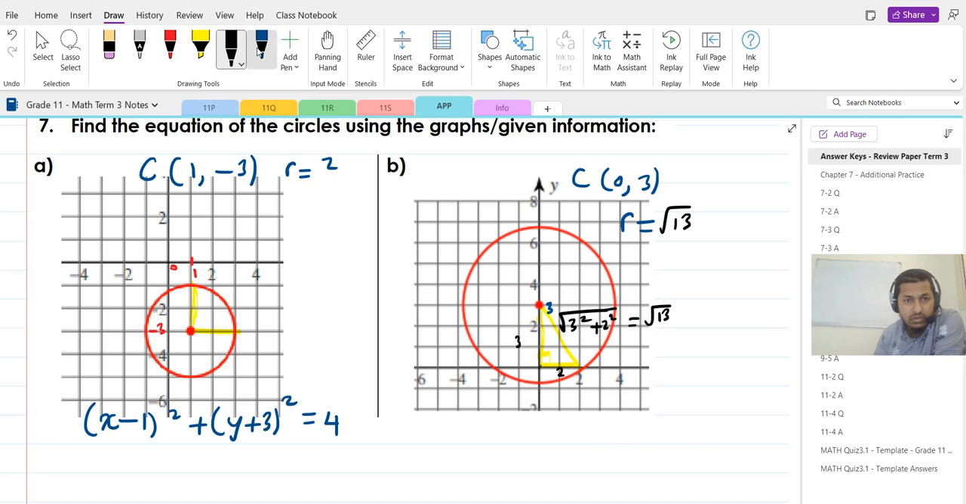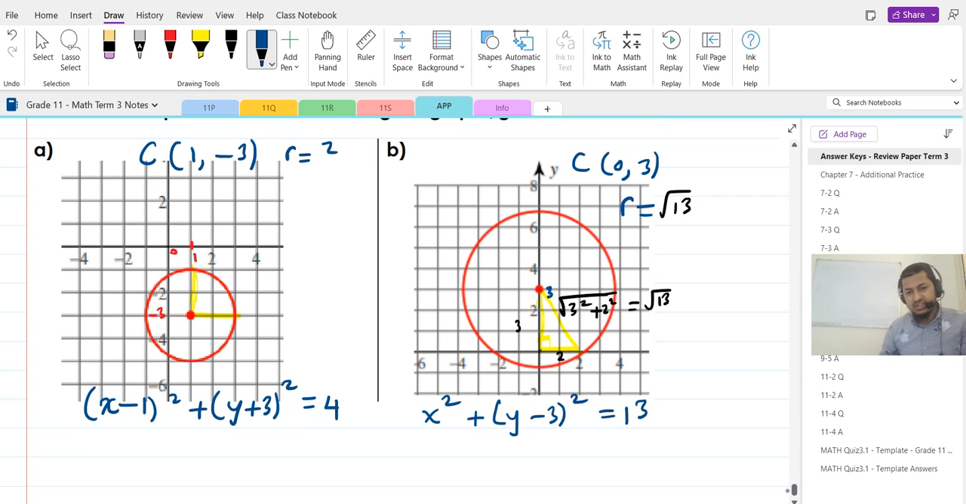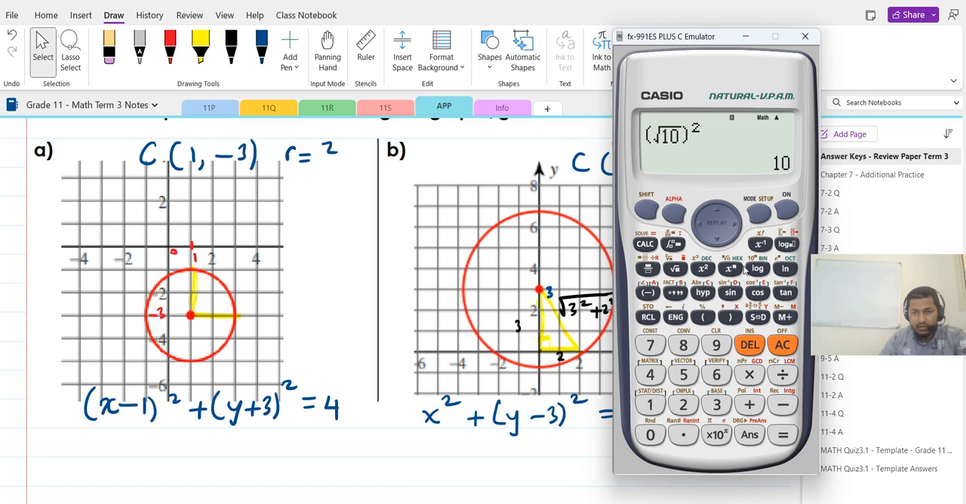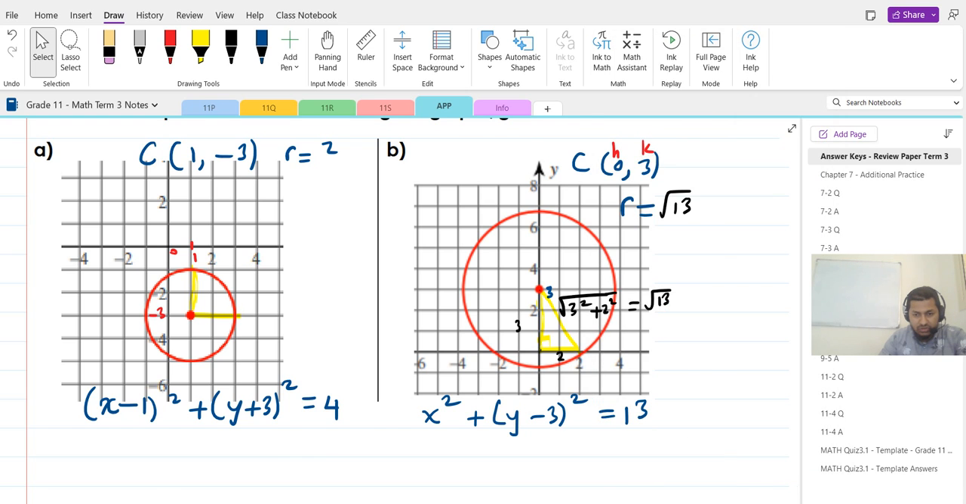So the equation will now become x squared plus (y minus 3) all squared equals root 13 squared, which is 13, in center-radius form. It was (x minus 0) all squared plus (y minus 3) all squared, with k equals 3, remember, h and k. So x minus h all squared plus (y minus 3) all squared equals root 13 squared, which is 13. Remember, you're always finding r squared, not r. Next question.